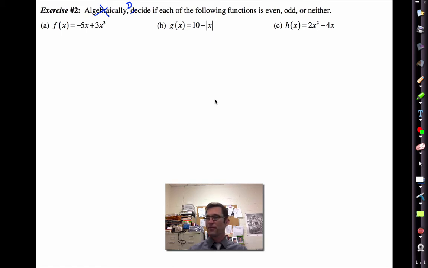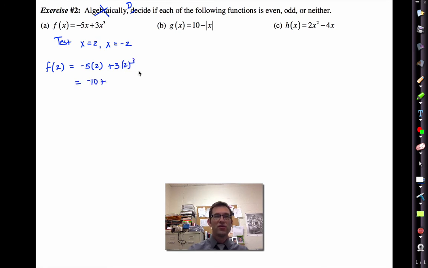All right, let's go through it. In each case, what I'm going to do is I'm going to test the values x equals 2 and x equals negative 2, keeping the values small. So if I do f of 2, I'll get negative 5 times 2 plus 3 times 2 cubed. That gives me negative 10. 2 cubed is 8, so that's going to be 24, equals 14.